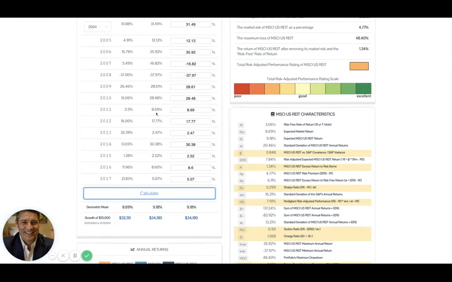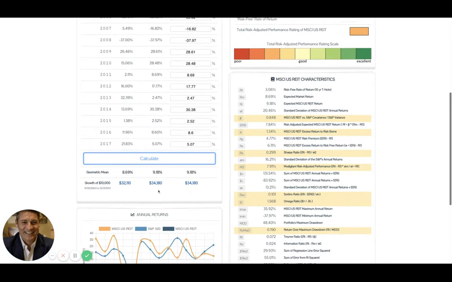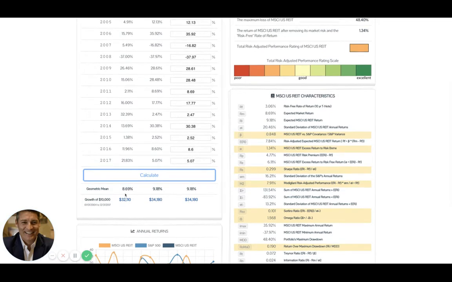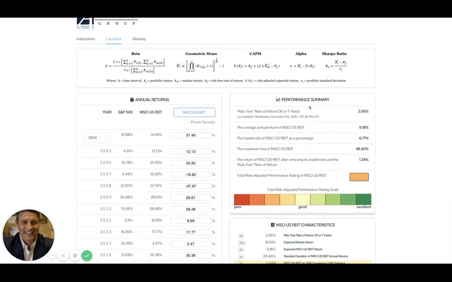We click calculate. These calculations are already done by default. You'll see these numbers match as you would expect. So the average return or expected return, those terms are used synonymously, for the S&P 500 is 8.69%. And the average or expected return, expressed as geometric mean, for the MSCI US REIT index is 9.18.